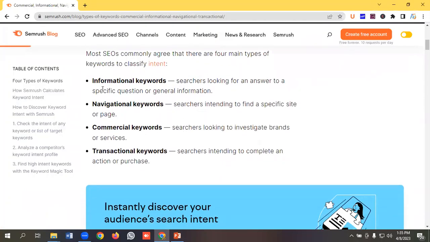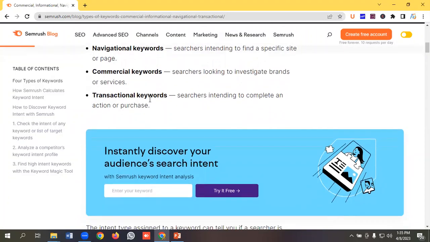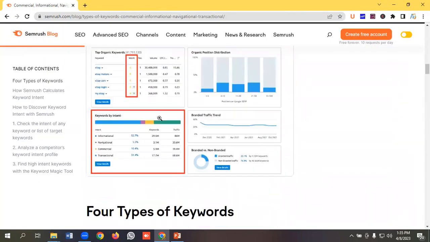The first option is informational keywords: searches looking for an answer to a specific question or general information. The second option is navigational keywords: searches intending to find a specific site or page. The next option is commercial keywords: searches looking to investigate brands or services. And the last one is transactional keywords: searches intending to complete an action or purchase. So let's get to know more about them.